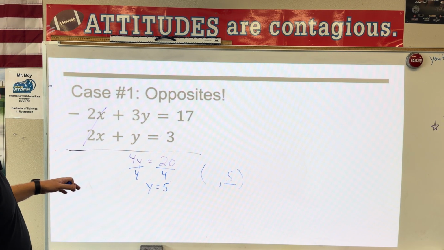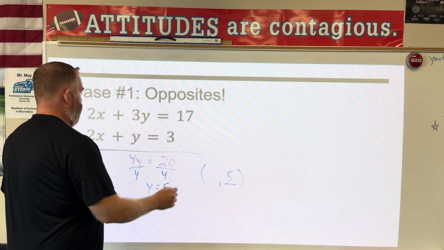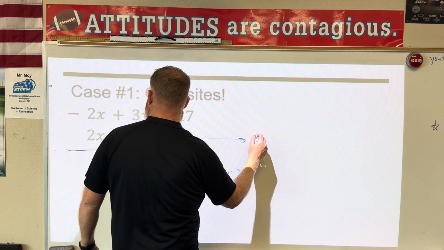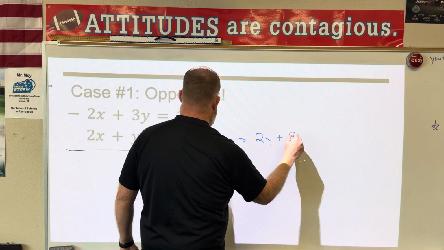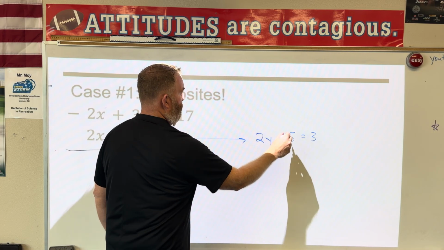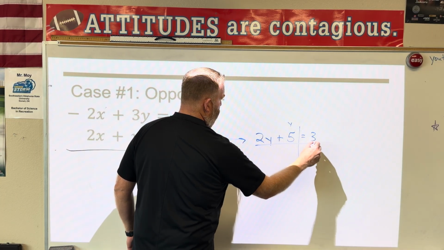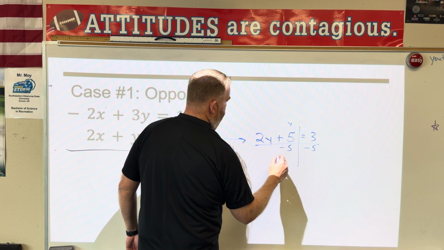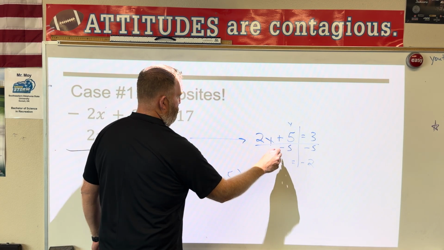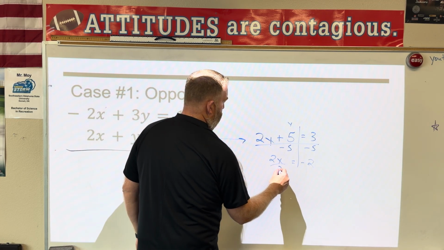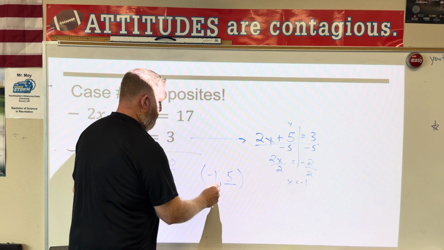Okay, now, which equation looks easiest? The first one or the second one? The second one. So I'm going to plug in the second one. So here we go. I've got 2x plus y, what is y? 5, equals 3. I basically just substituted y for 5. Now it's just a little two-step equation. Minus 5, minus 5. So I've got 2x equals negative 2, right? That's an x. We divide by 2. We divide by 2. What does x equal? Negative 1. Boom. Negative 1, positive 5.